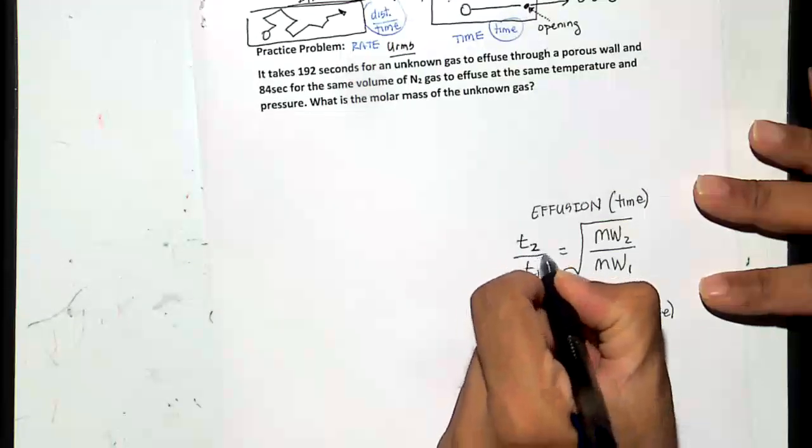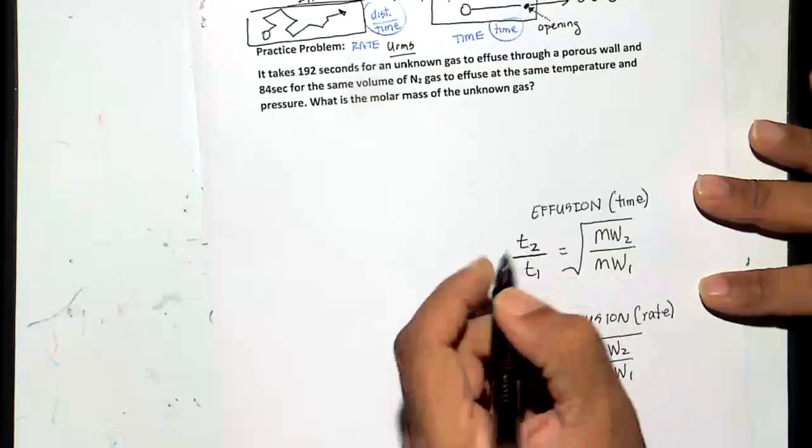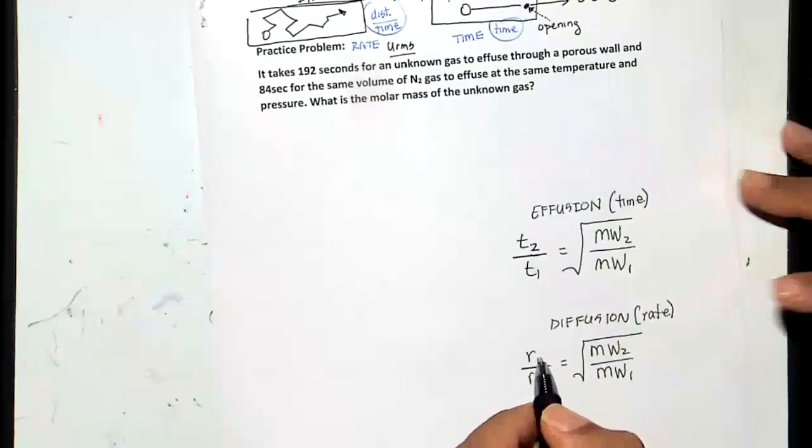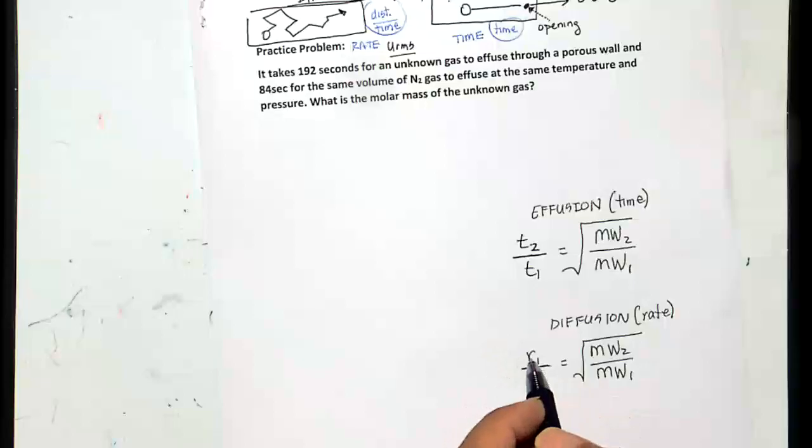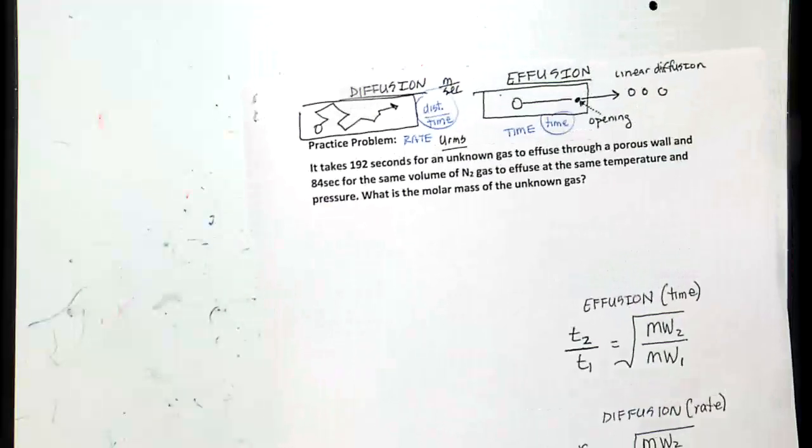Okay, so notice the flip. T2 here for effusion, rate 1 here on the numerator for diffusion. So these are the equations. I'll give you these equations on the exam, so you do not have to memorize them. Just make sure you know how to apply them. As they call it, plug and play. You heard plug and play. Plug it in and get the answer out. All right, let's do this problem here. That will finish this chapter, and then we'll go over the test review.